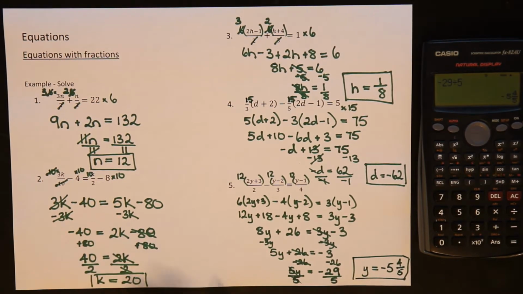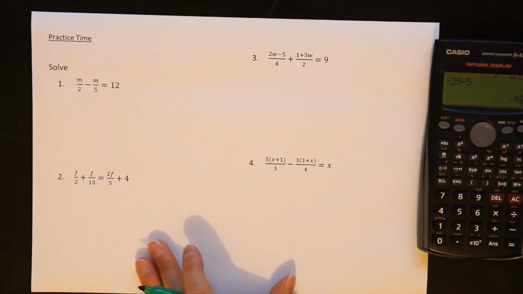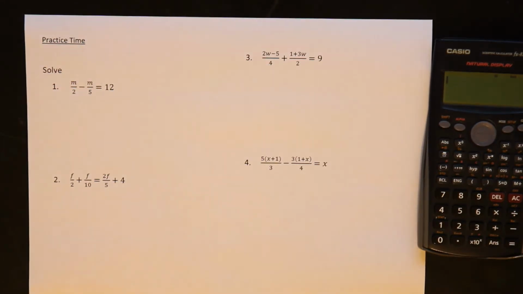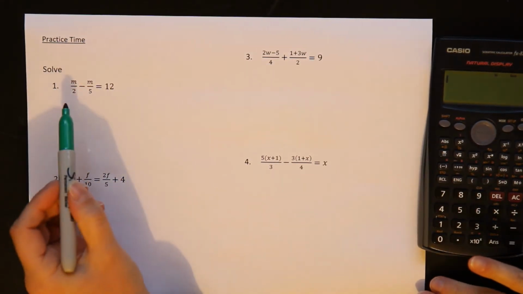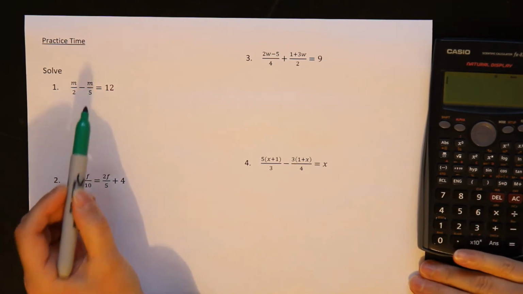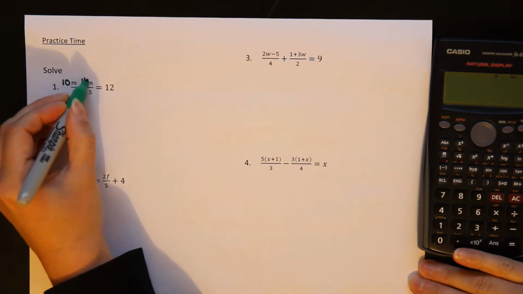Let's turn over the page. And here we have some questions for you to try, just like the ones that we've just looked at together. So pause the video and try these questions and we'll go through the answers together. Okay, so question 1. We have a denominator of 2 and 5, so my lowest common denominator would be 10. So let's multiply everything by 10.